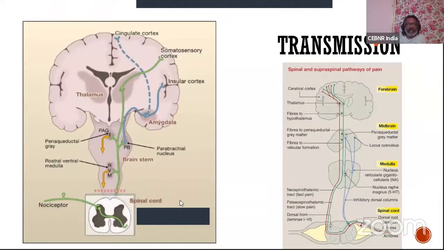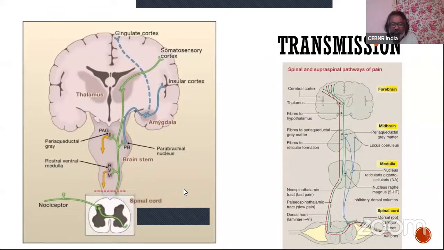Right? So then they move through the tracks, probably your spinothalamic tracts, lateral and everything. Remember, everything has to go to the thalamus. Then they go to three places.